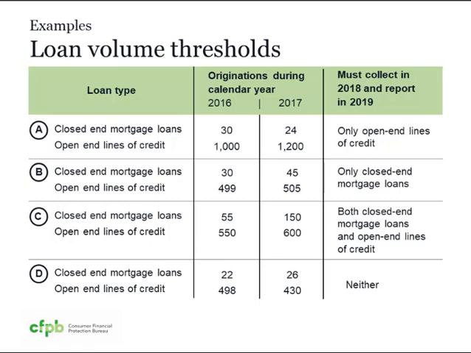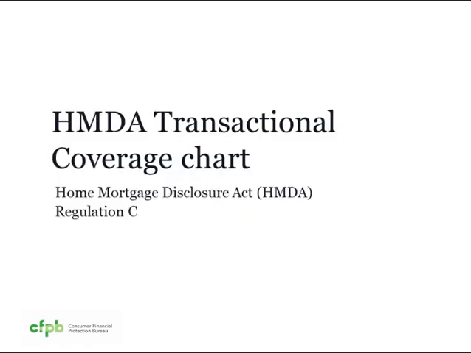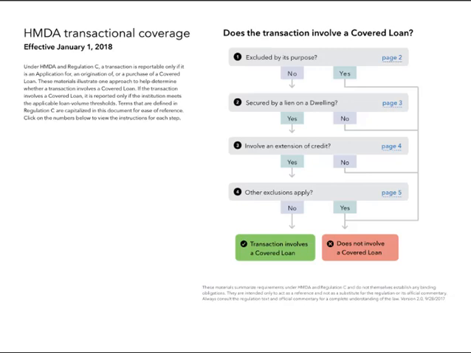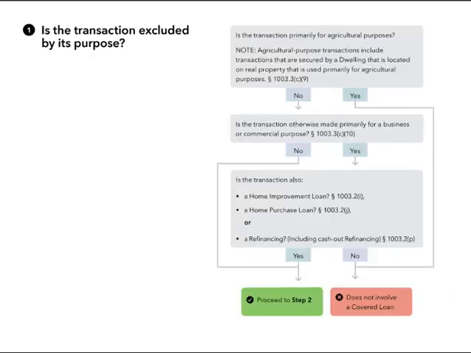The next few slides make up a chart that will walk you through one way of analyzing whether a transaction is covered under Regulation C. This chart is available on the Bureau's HMDA Implementation webpage. This first page of the chart contains an overview of some of the suggested key questions to consider when determining whether the transaction involves a covered loan. The first step is to determine whether the transaction is excluded based on its purpose.